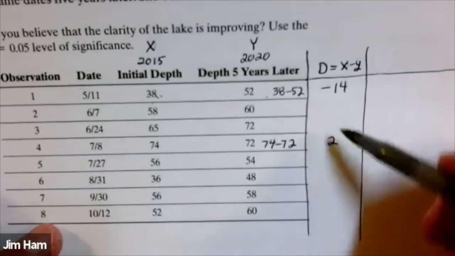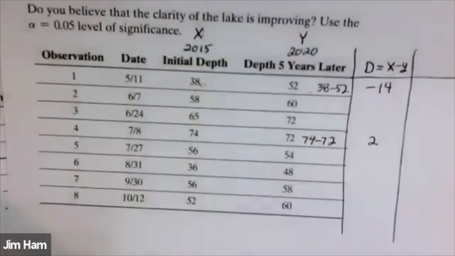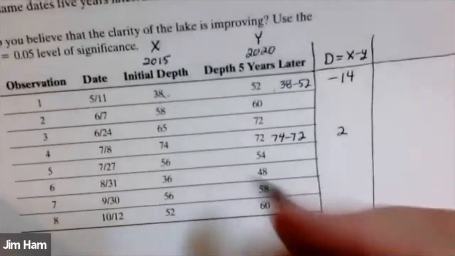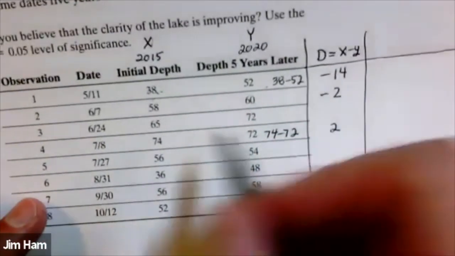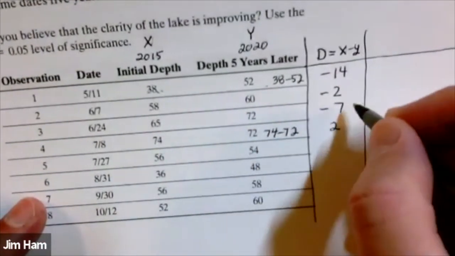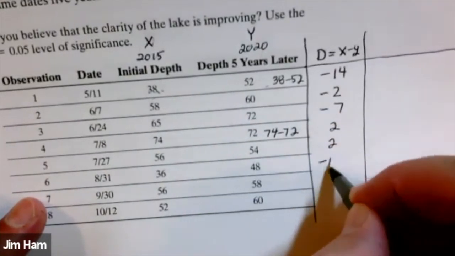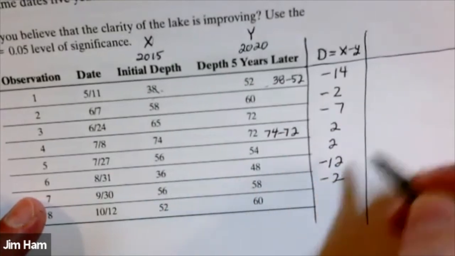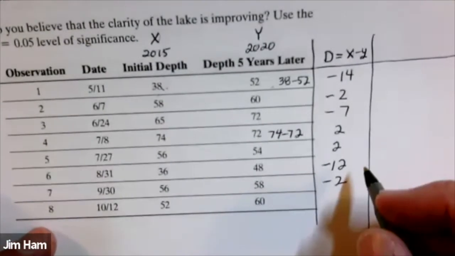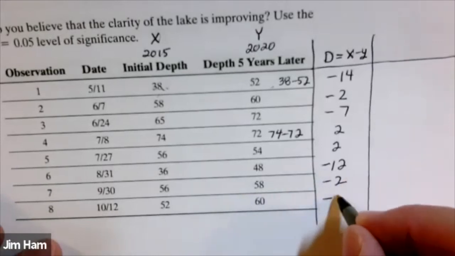All right, so let's fill in the rest of these. 58 minus 60, there's another negative, getting clearer. Here, negative 7, clearer. 2 here. This one's, what, negative 12. 56 minus 58, negative 2. These numbers are whole numbers, so they're not so bad. If you get messy numbers, then you might want to dump them into your calculator and calculate the differences that way. And this one here is negative 8.